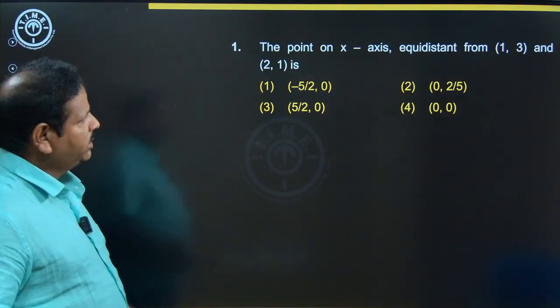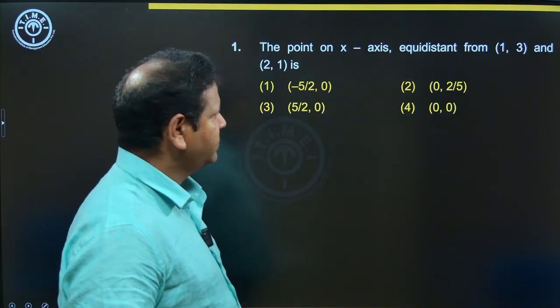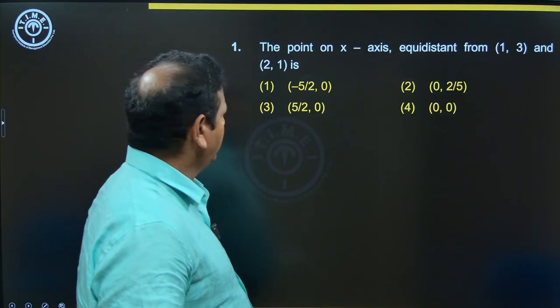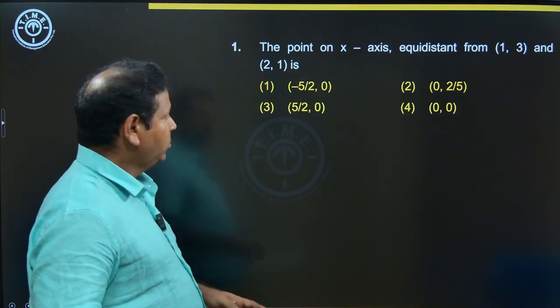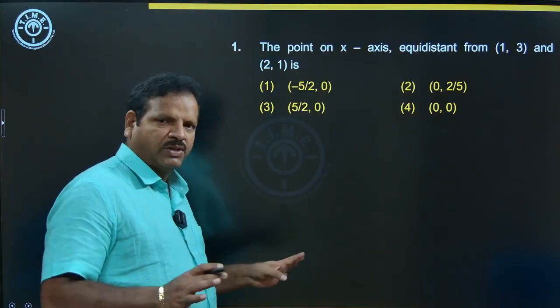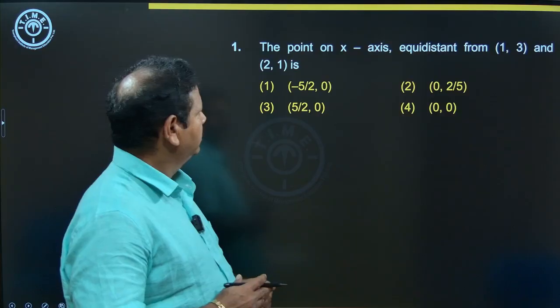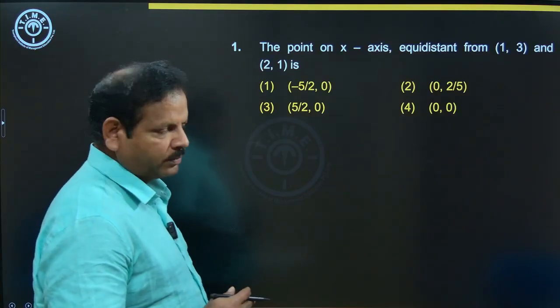The first question in coordinate geometry is: the point on x-axis equidistant from (1, 3) and (2, 1). In total we will discuss 10 questions in this. These are previous questions.